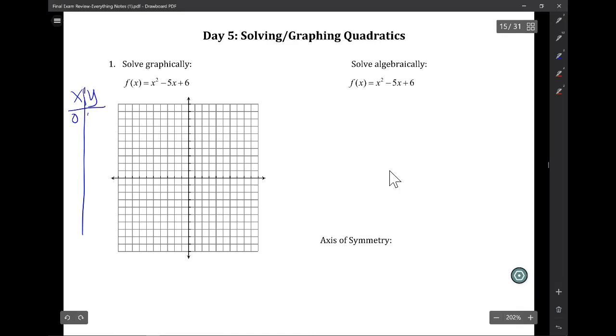And I'm going to start by plotting these points. That's a 2, by the way. That's a 2. 2, 0. And remember, that was the one that seemed to repeat. So I'm going to skip a space.